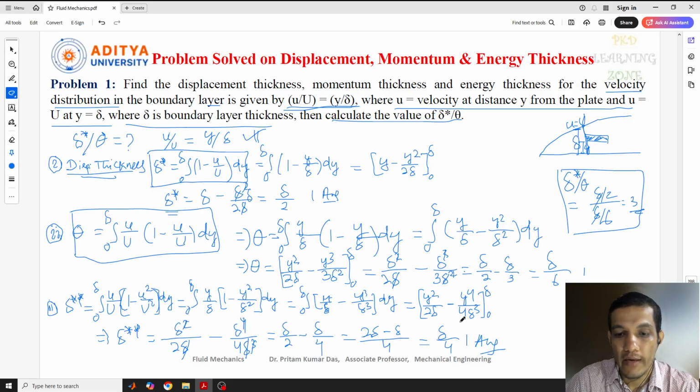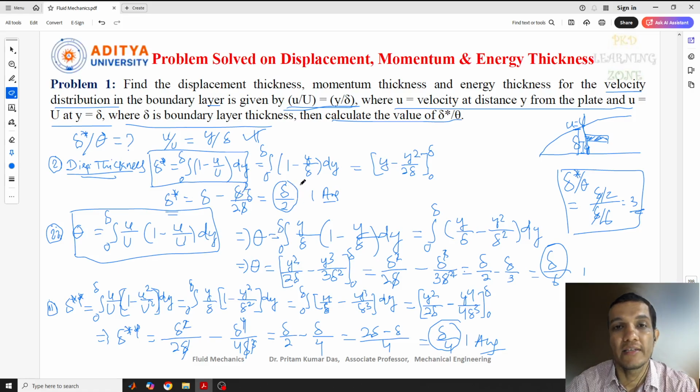Okay, this is about the energy thickness, this is about the momentum thickness, and this is about the displacement thickness. That means this much displacement needs to be done for the displacement thickness to compensate its flow rate. To compensate its flow rate, how much distance do we need to move? Now delta by 2. So delta equals the boundary layer thickness. Whatever delta is, divided by 2, that much distance needs to be displaced. Similarly, here also delta by 6, the total distance divided by 6. So that much distance needs to be displaced of the plate.